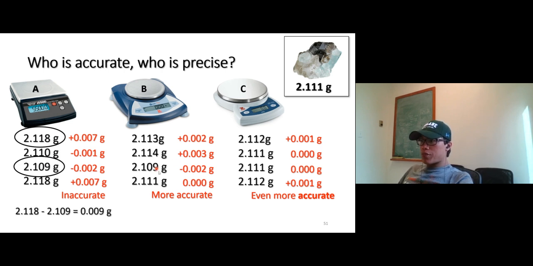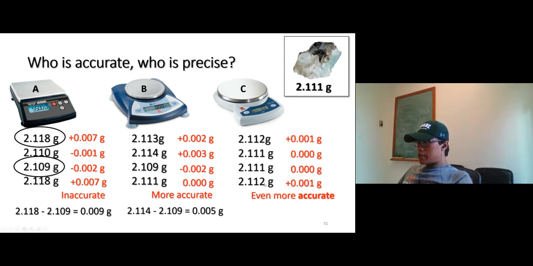Okay. Do the same thing with scale B. Take 2.114 as the highest and 2.109 as the lowest. You get a gap of 0.005 gram. That's how far they are off from one another. No, I'm not talking about the true value right now. That's just for accuracy. Right now, precision. Just look at each measurement.